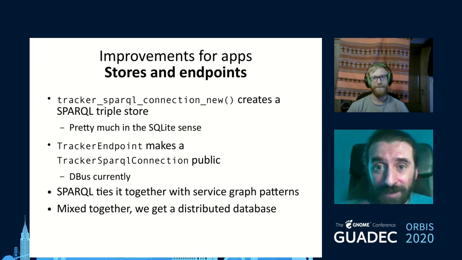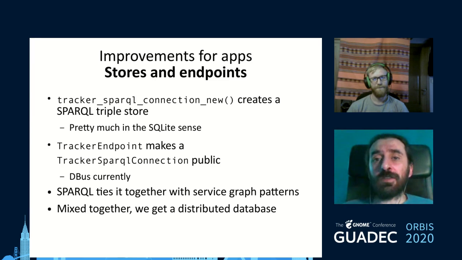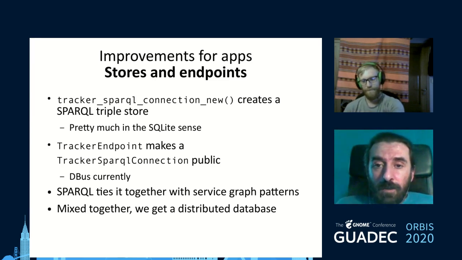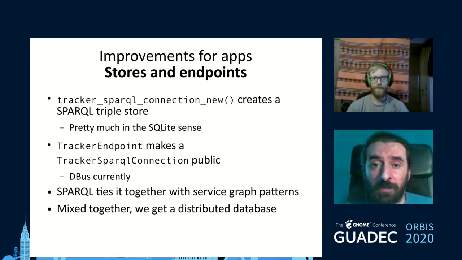So the next point would be stores and endpoints. This is the actual most substantial change in the tracker API structure. So before you had a store, which would be an entity you don't know what it is. And you call tracker sparkle connection get, and you get a singleton object, and you talk to something, and everyone talks to the same thing.